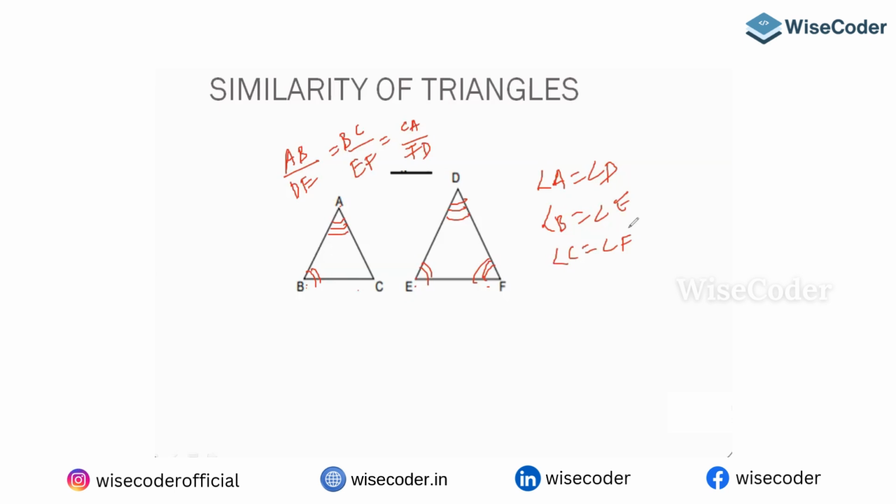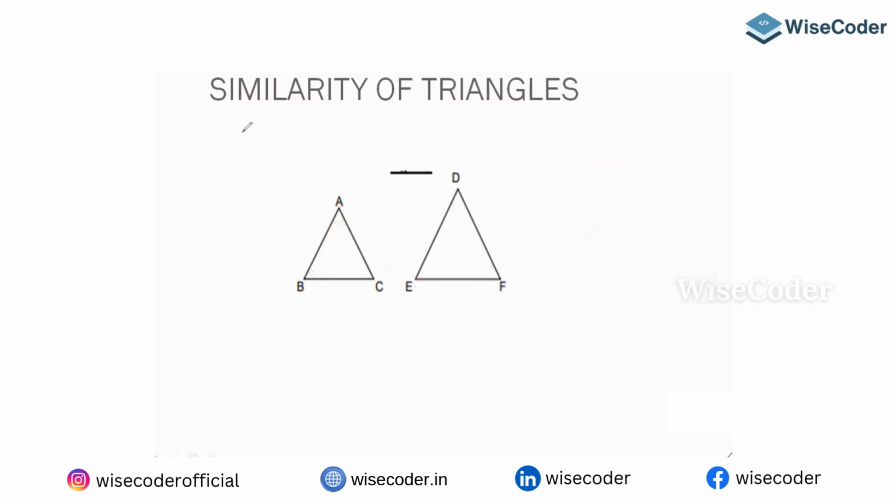These are the rules, and you can definitely say that angle ABC is nothing but angle DEF. Guys, you have to understand all these things. This is about the similarity of triangles: the three angles of one triangle are respectively equal to the three angles of the second triangle.